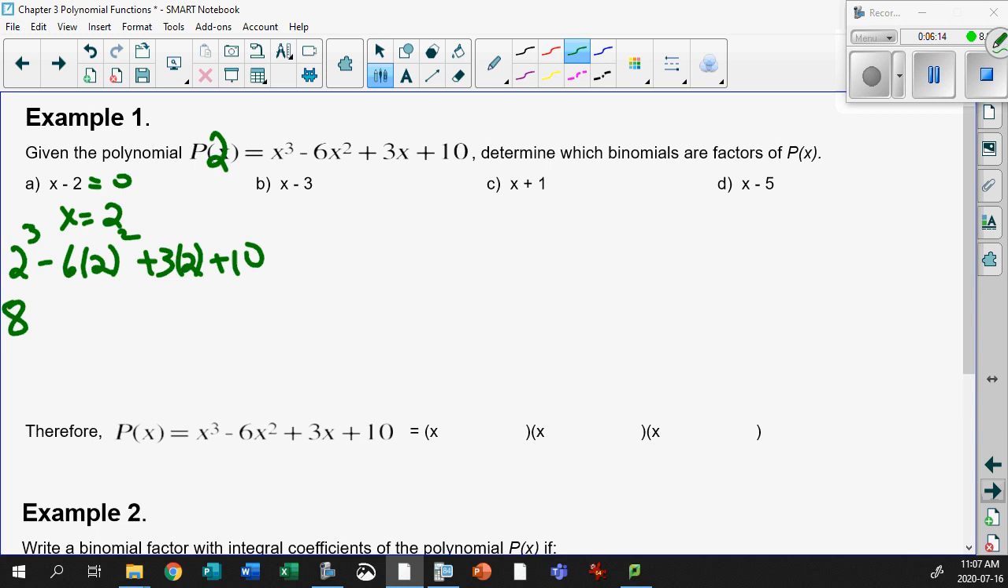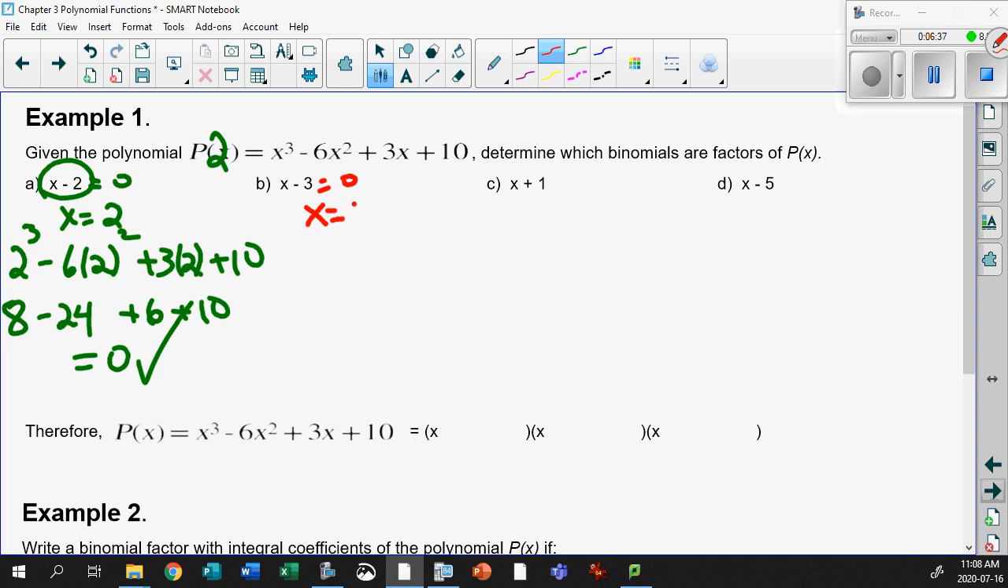4 times that minus 6 gives you minus 24. This adds up to 6. This is 10. Add it all together. Guess what? That equals 0. That tells you x minus 2 is a factor. Look how fast that was. All you got to do is substitute it back into the original formula. You're good to go. Let's do it with this one as well.